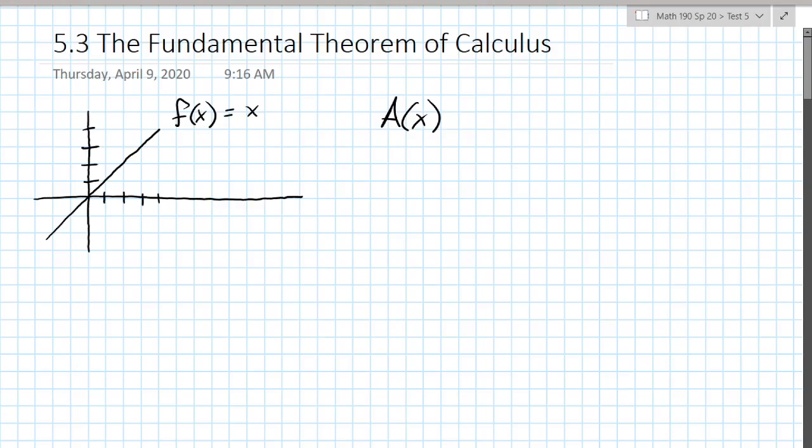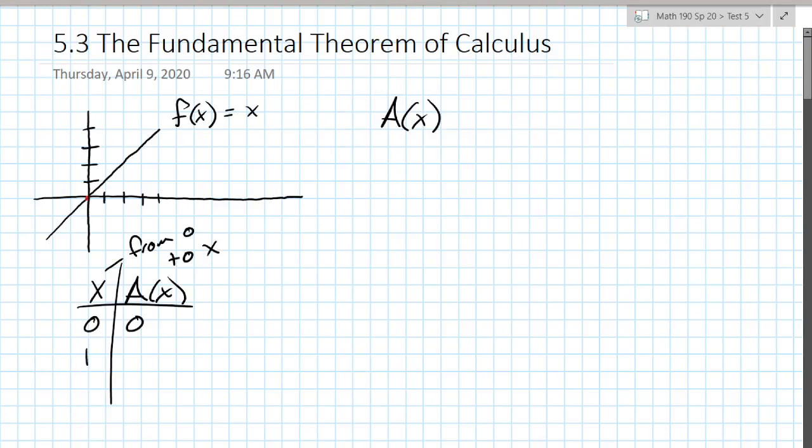We don't know how to find this, but we could consider some values of x and some values of the area, and then perhaps we could see what the shape of the area function would look like. If we're going from 0 to x, we want to look at this area. So if we go from 0 to 0, then we're just talking about this single point at the origin. The area is 0.